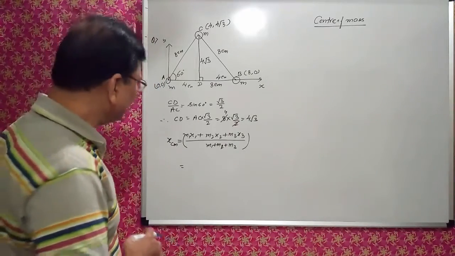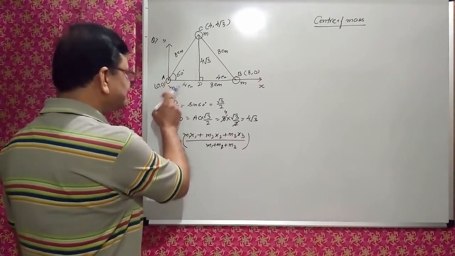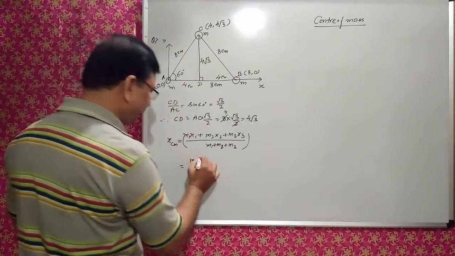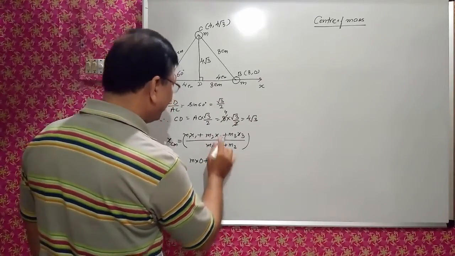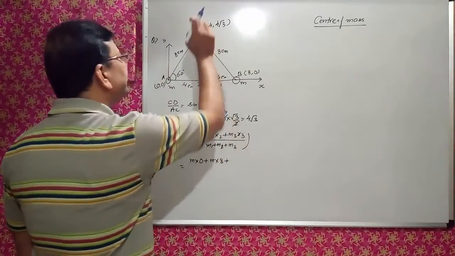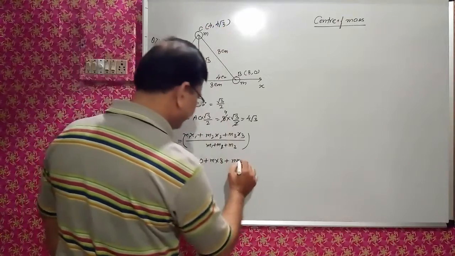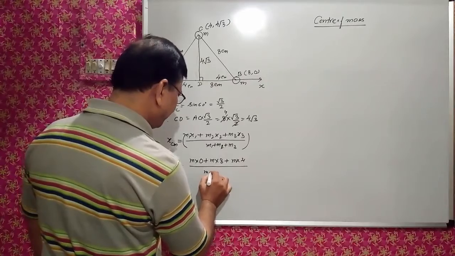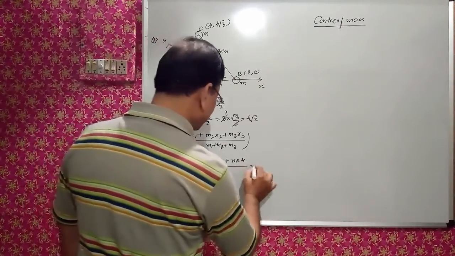Similarly for y coordinate also. So m1 x1, suppose we are considering this as m1. So m1 is m simply, and what is x1? X coordinate of this is 0, plus m2 is this, again m, x2 is 8, plus m3 is again m into x coordinate is 4, upon m plus m plus m, that is 3m. So that is equal to how much?